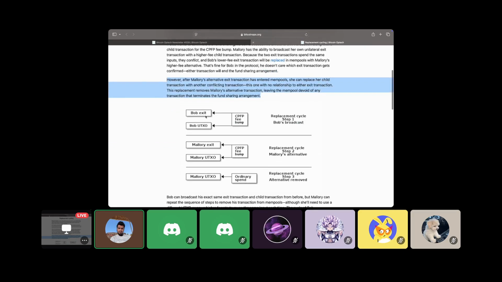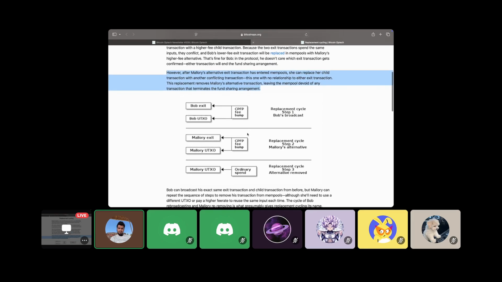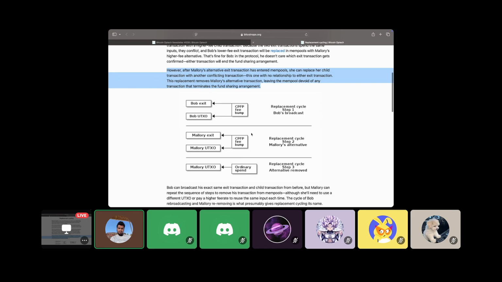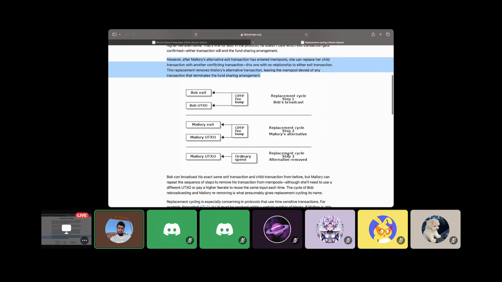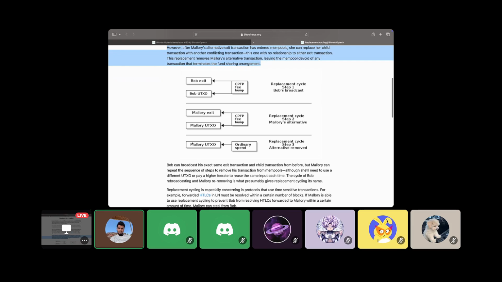So as we can see, Bob's exit, Bob's UTXO. First, Bob broadcasts his version of the commitment transaction. Then Mallory broadcasts her version of the commitment transaction. That's step two. Then Mallory broadcasts a completely unrelated UTXO, but it conflicts with Mallory's child transaction. The first one gets evicted by the second one, and the second one gets evicted by the third one, right?